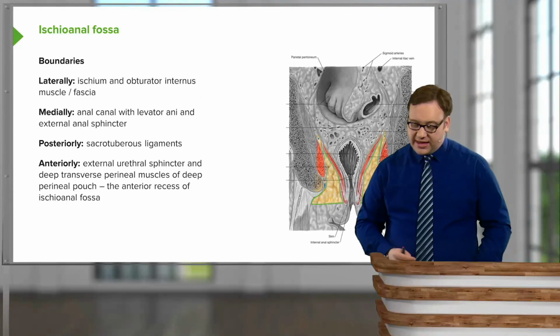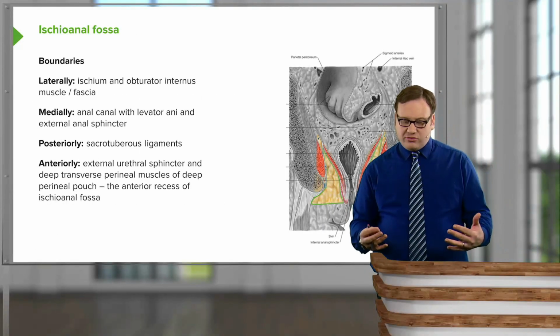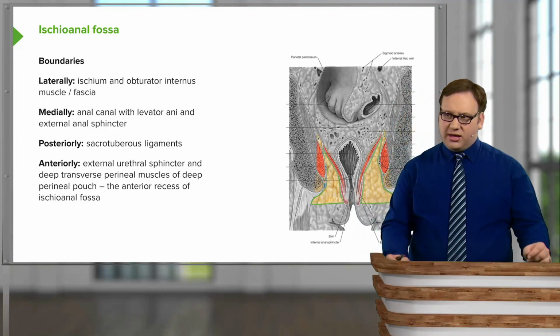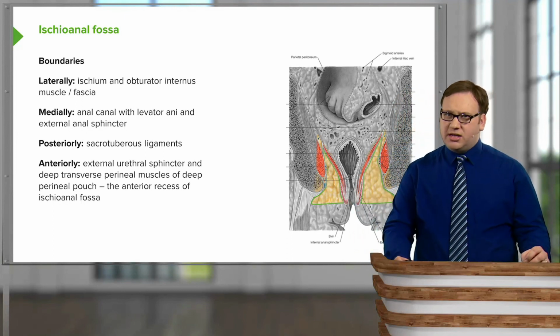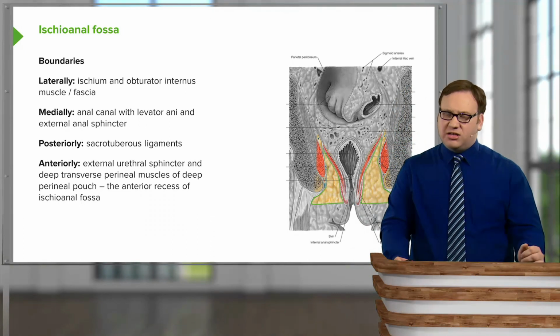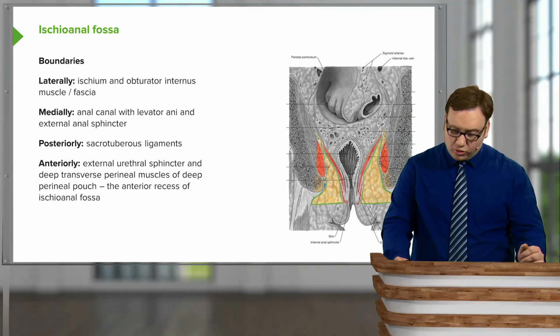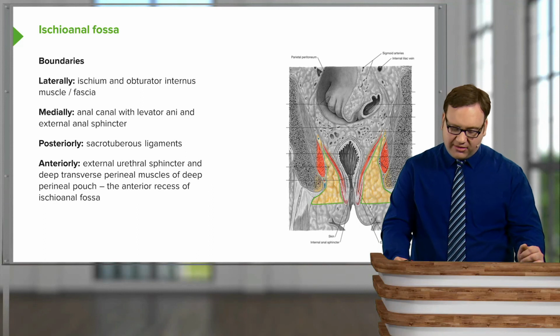Posteriorly, we can't see this, but we know the posterior boundary of the anal triangle is going to be the sacrotuberous ligaments. Remember that from the diamond shape arrangement that we saw. And also we could have part of coccyx in there as well.